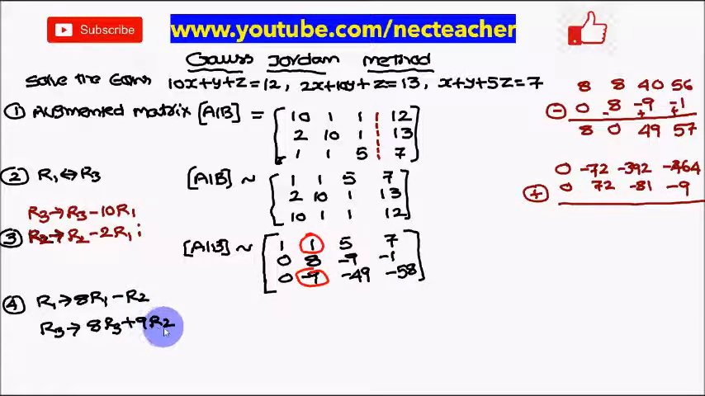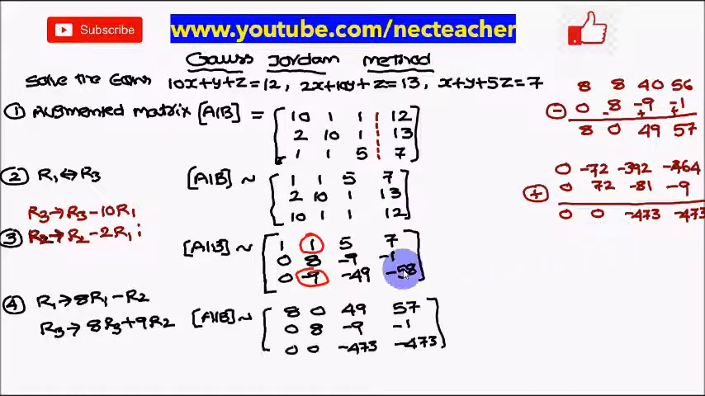Next, 9 times R2. 9 times means 0, 72, minus 81, minus 9. Just by adding, 0, 0, this is minus 473, this is minus 473. If you substitute here, you are going to get this. The second row is as usual and the first row will become 8, 0, 49, 57. The last row will become 0, 0, minus 473, minus 473.